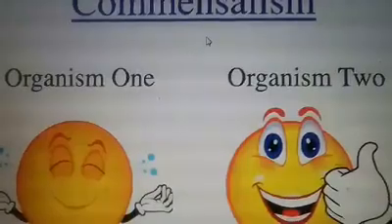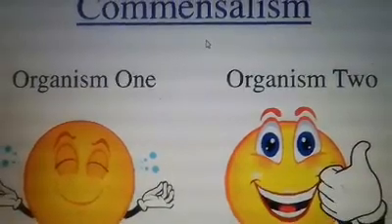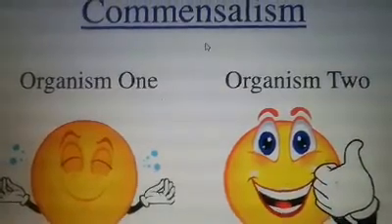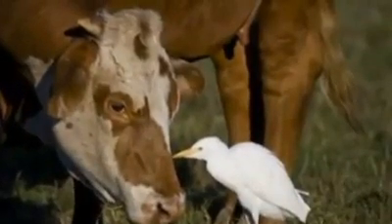Fourth is commensalism. Commensalism is a symbiotic relationship in which one species benefits and the other species is not affected. In commensalism, one species typically uses the other species for a purpose other than food. The first example for commensalism is the cow and the egret bird.